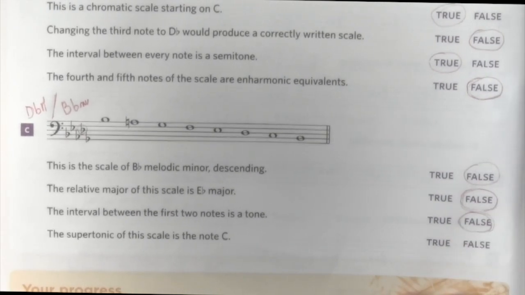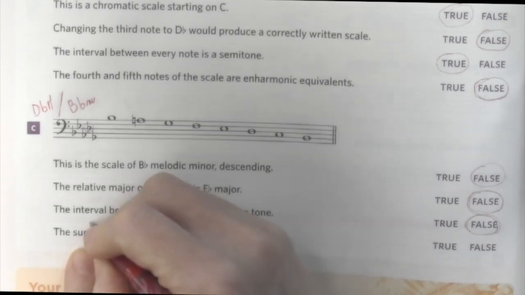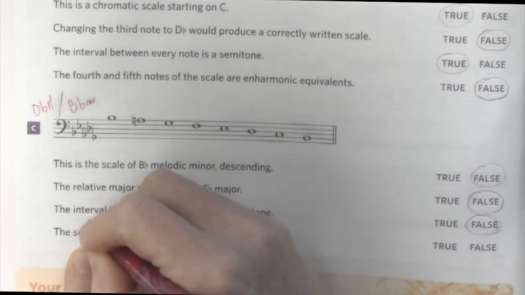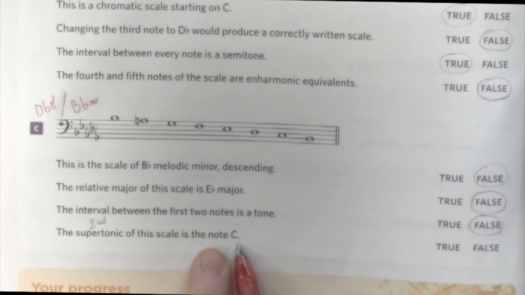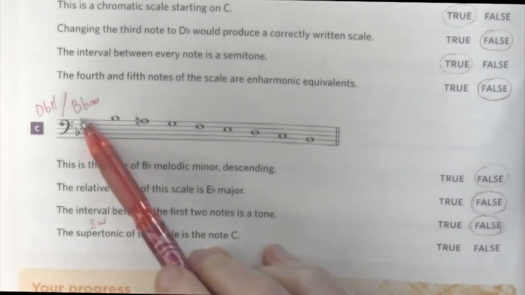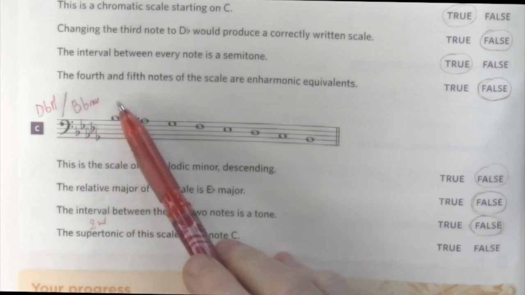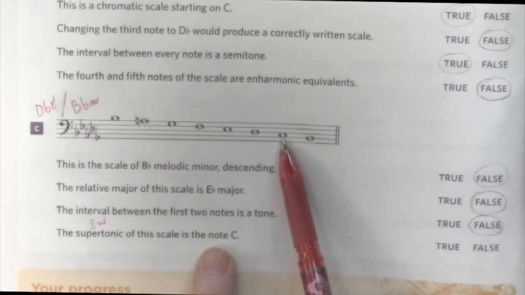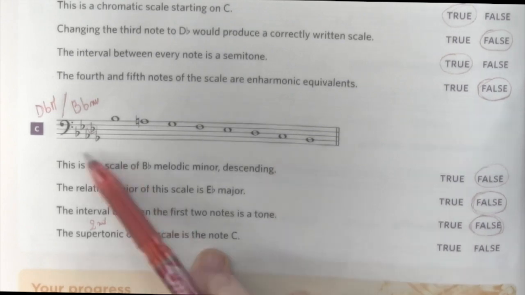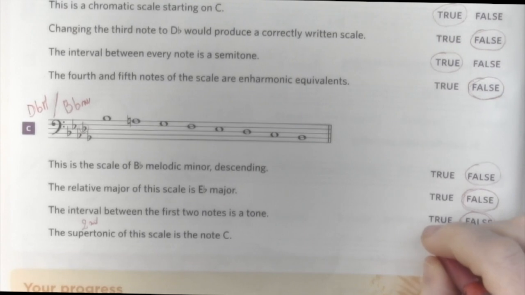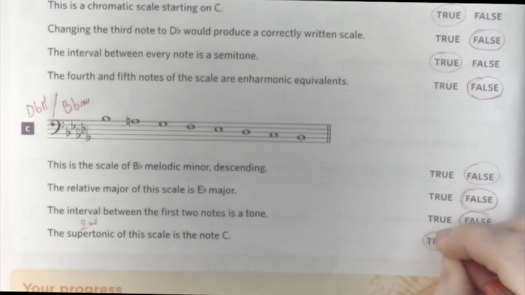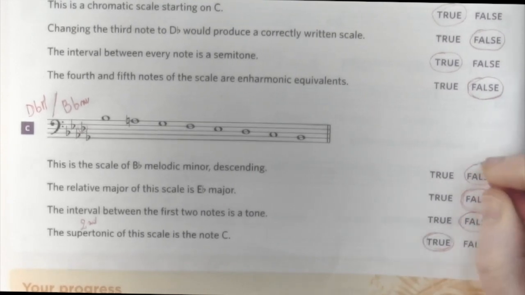Lots of false statements here. The supertonic, second degree of this scale, is the note C. Okay, B flat minor. So from B flat, the second note will be C. Exactly. Yes. It's C with no flat. So finally we have a true statement in this example.